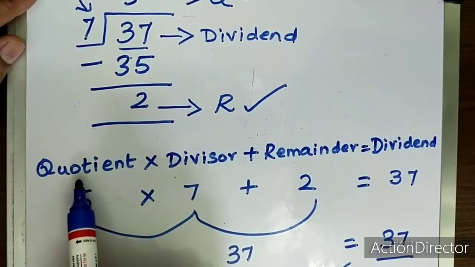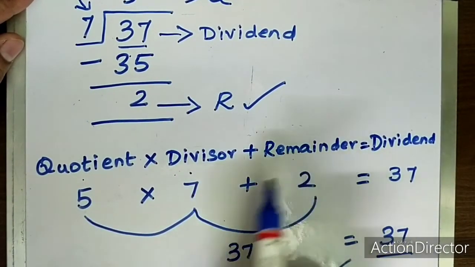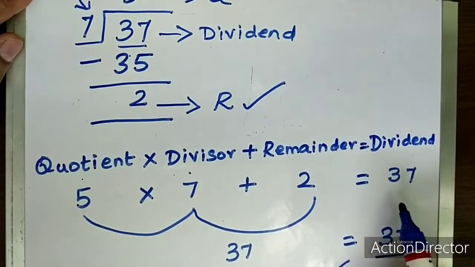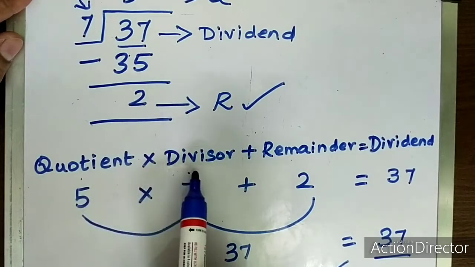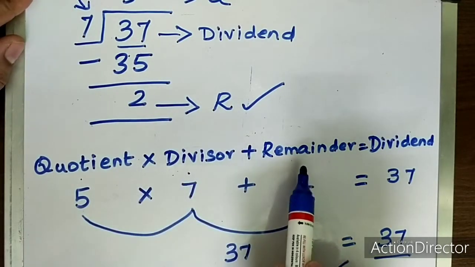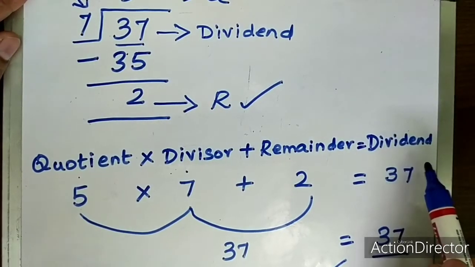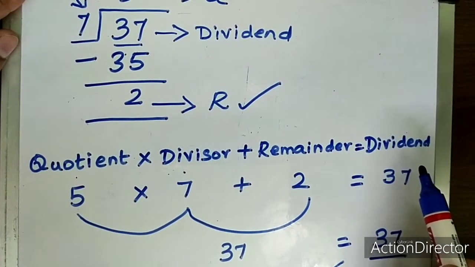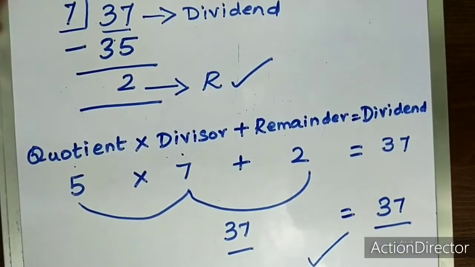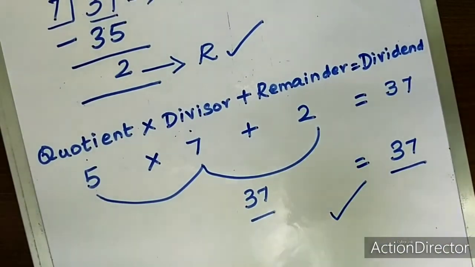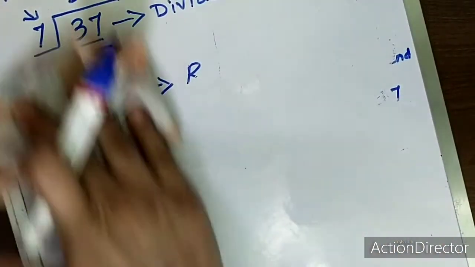When you multiply quotient into divisor and add remainder, we should get the dividend. That is the formula. If you get the same on both sides, the sum you did is correct. So this is how you will check the division. We'll do one more sum. Better we'll move on to exercise 5.8.